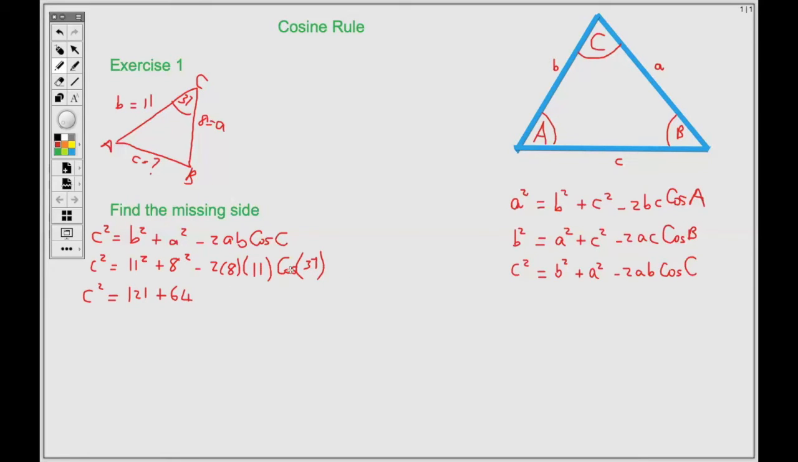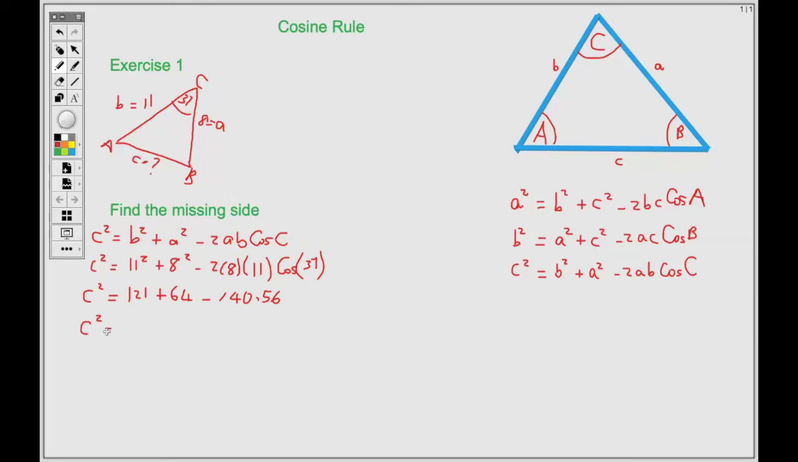Now this part you can enter into your calculator: cos 37 multiplied by 11 times 8 times 2. So I repeat, you enter in your calculator cos 37 times 11 times 8 times 2, and the result that you have you can round off depending on what your teacher asks for, but in my case I'm just going to write 140.56.